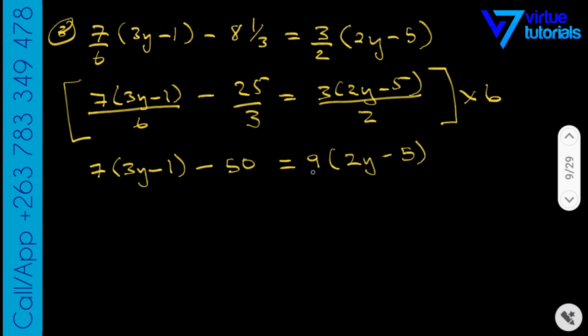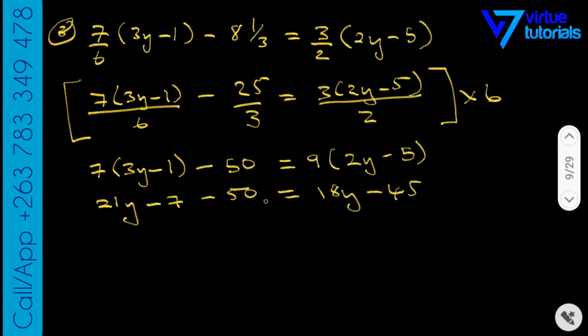Then this 3, which has been multiplied to a 9, the 9 then multiplies what is there on the inside. Don't multiply the 3 on the outside and multiply the 3 in the 2 and the 5, because now you are over multiplying. You only multiply what's on the outside, and what's on the outside will multiply what's on the inside. It will carry forward that multiplication into the brackets. So now I can remove the brackets. 7 times 3, that's 21y minus 7 minus 50 is equal to 9 times 2, 18y. 9 times 5, minus 45.